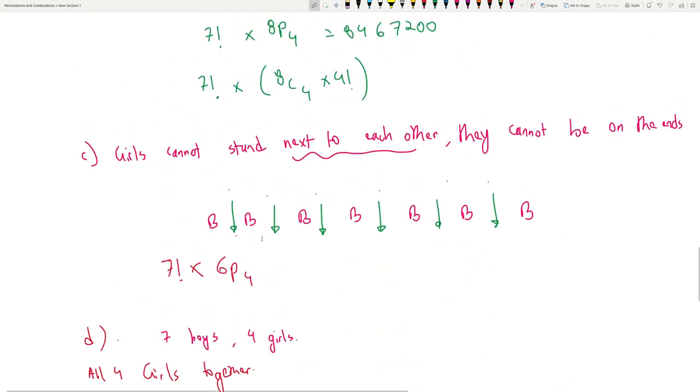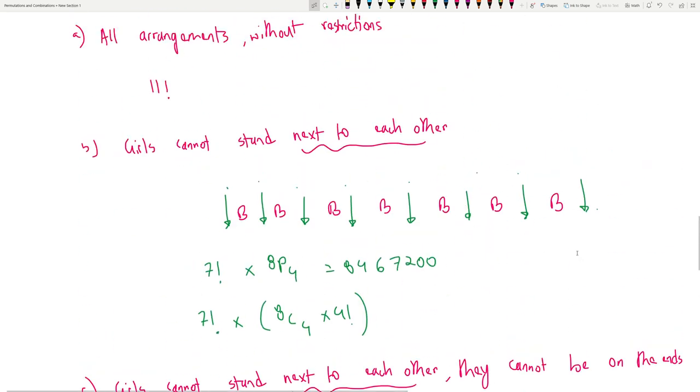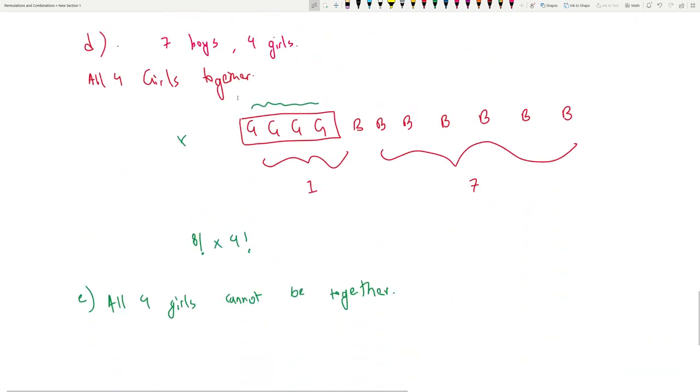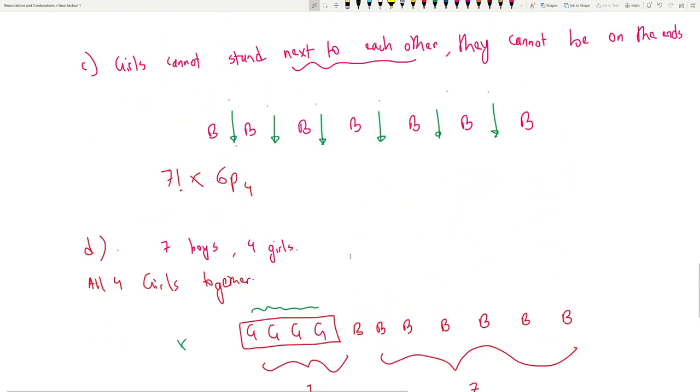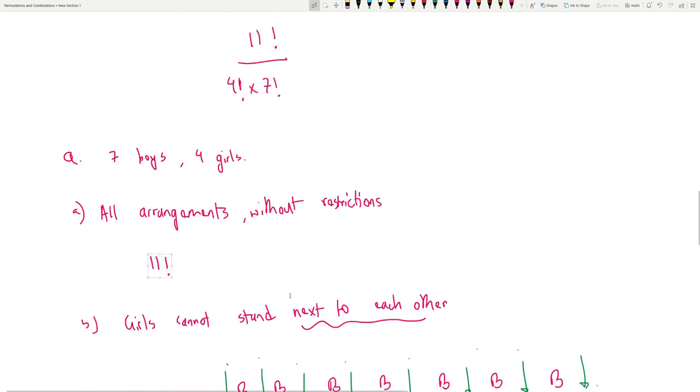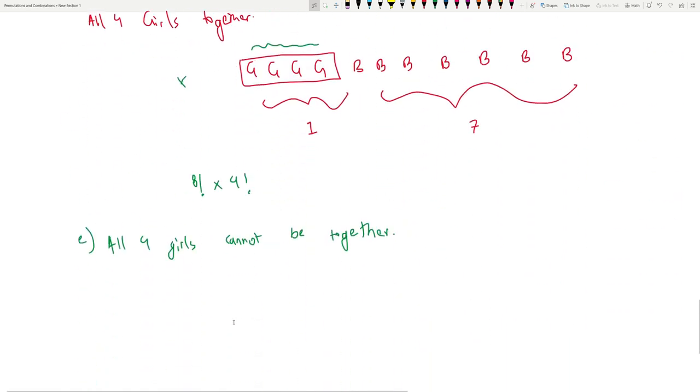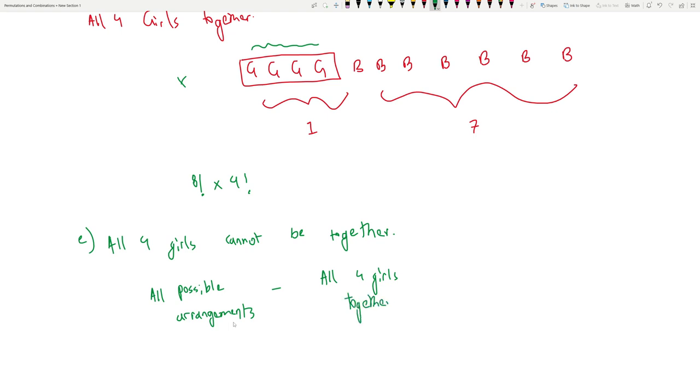You can't actually use the arrow method because that would take two or three girls into consideration as well. So to do this, you actually have to perform this first. You have to find out the arrangement where all the four girls are together on the line, and you need to subtract this from all possible arrangements. So the answer to this is all possible arrangements minus all four girls together. So that is 11 factorial minus 8 factorial times 4 factorial. That's the general idea, okay?